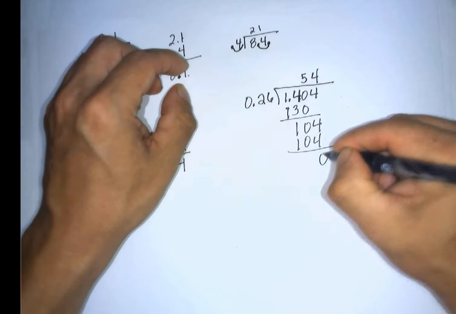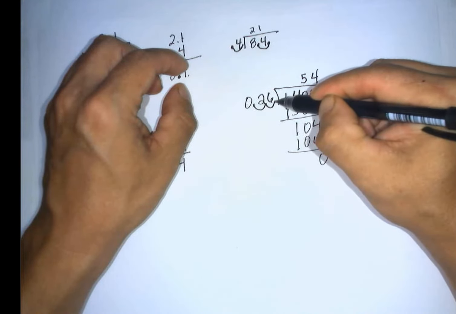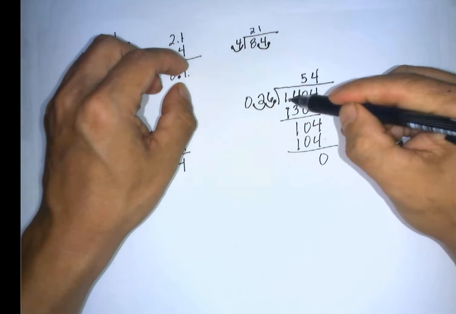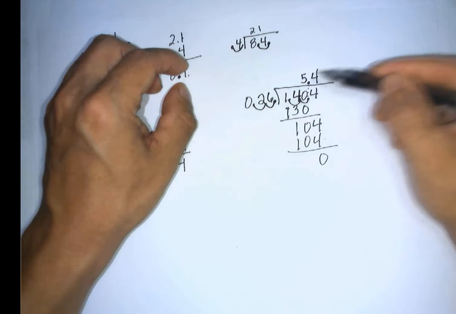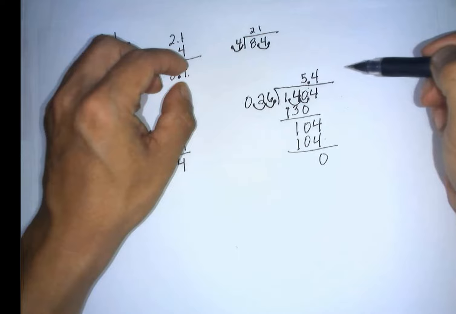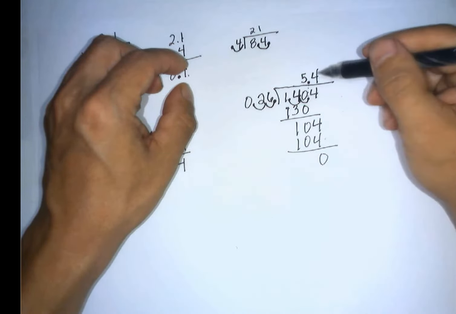Okay, so where does the decimal point go? Well, we move this twice this way, and then we move this twice this way, and the decimal point goes straight up. Okay, you can move the decimal point before or after you divide, whatever you're more comfortable with. So the answer here is 5 4/10.